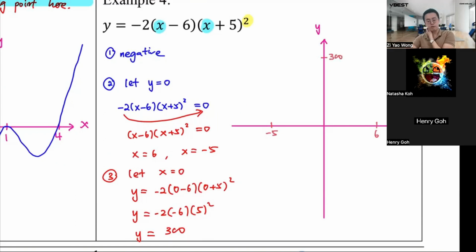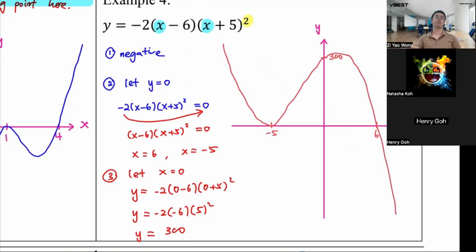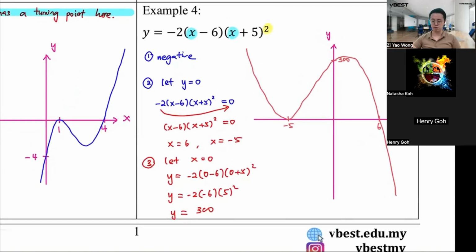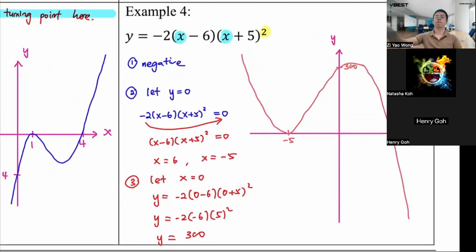So you have a negative cubic graph, which means you have a downward one. So the graph you have, you come down first, you go to negative 5, you U-turn, go up, pass through 300, and then you need to return back to the 6 here, and then you go through here. So this is the graph pattern that you will have.